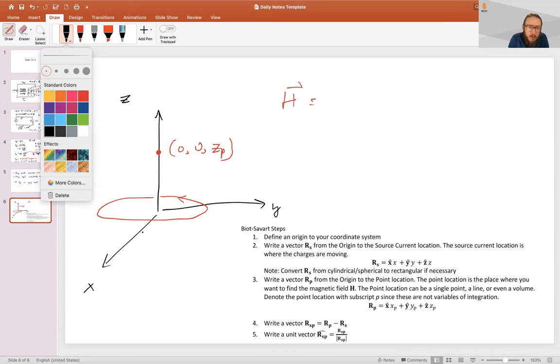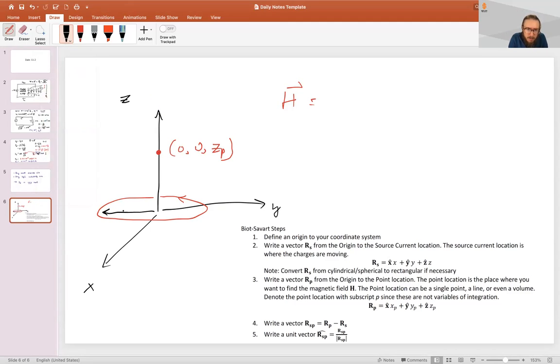I forgot one more thing that would be useful to know. You may have given this, but let's say the radius is A on this. So the loop, yeah. The loop has a radius of A.